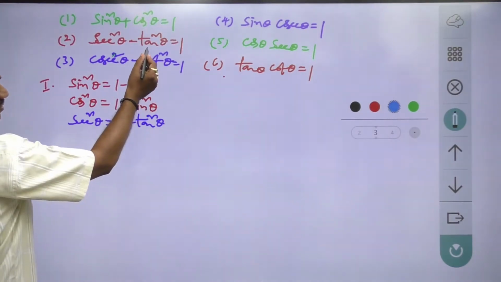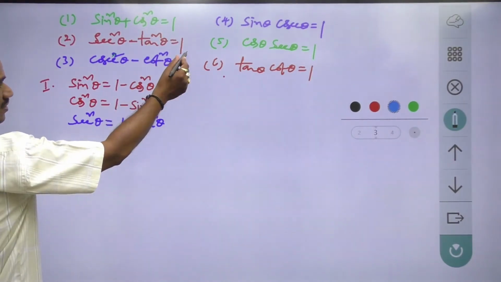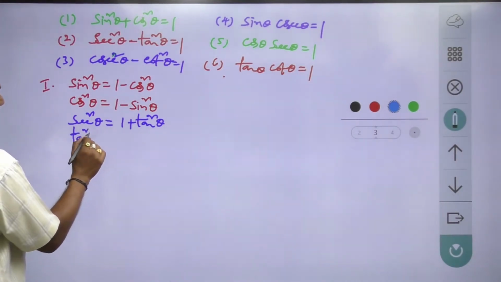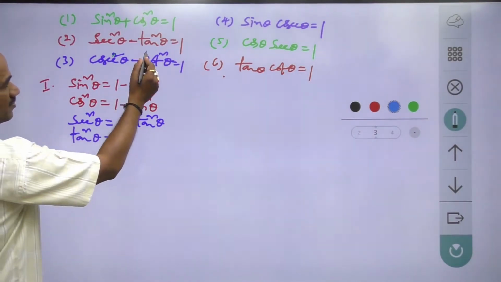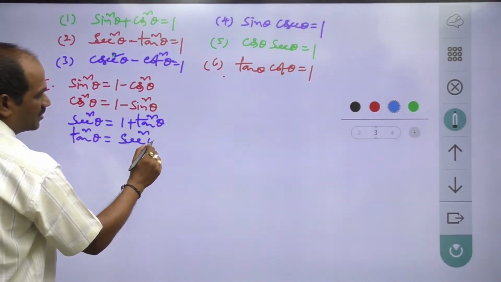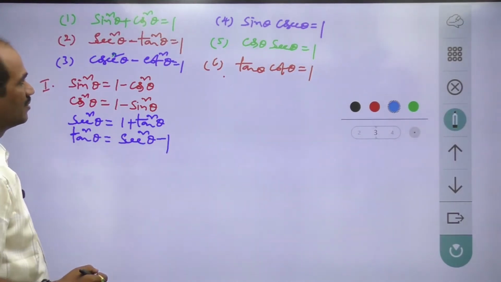Next, tan square theta is equal to secant square theta minus 1.